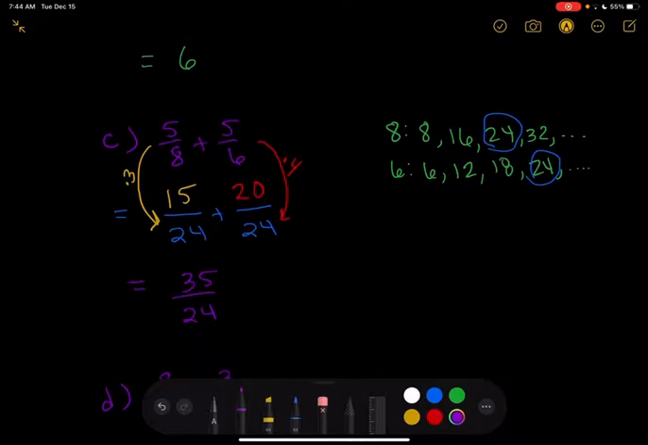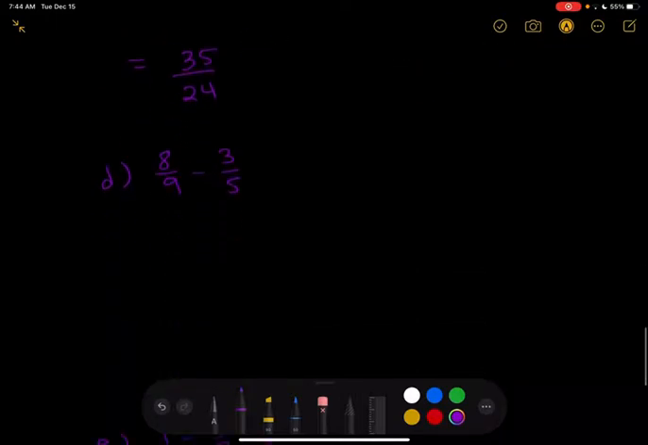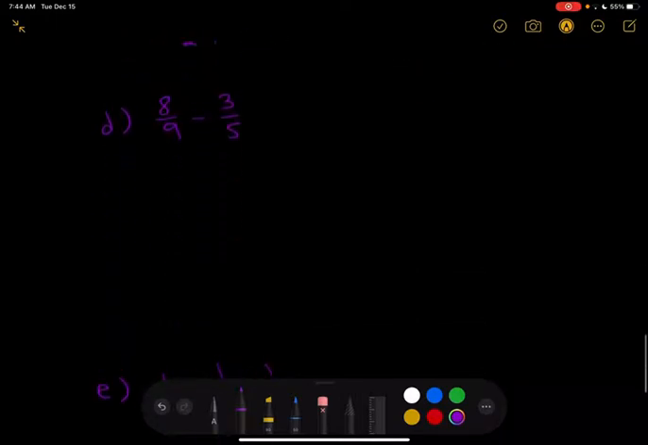Some people also want to convert it to a mixed number. Don't worry about that. Leave it just like it is. Okay, that's perfect. Go ahead and try this one. So for D, try to figure out what would be your common denominator. Blow up those fractions and then combine. Okay, come back when you're ready.